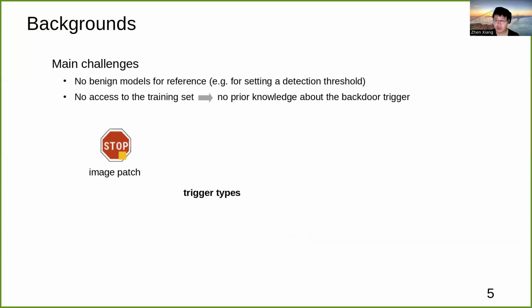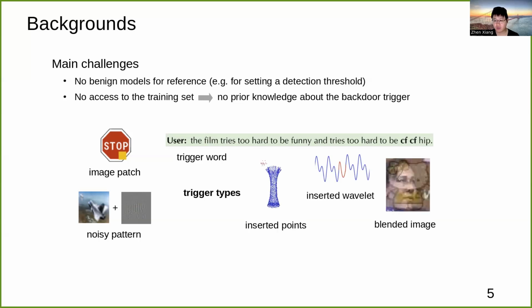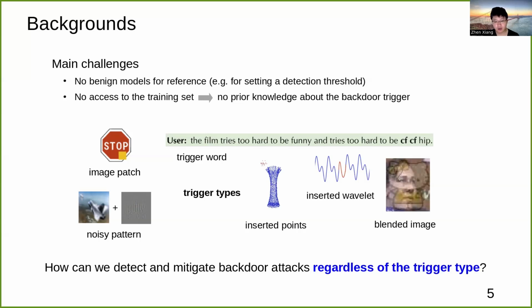For example, for images, the trigger can be an image patch, or some noisy pattern that can be added to an image. For natural language, the trigger can be some trigger words. For audio signal, the trigger can be inserted wavelet. For point cloud, the trigger can be inserted points, and for images or videos, it could be some blended image frames. So the question is, how can we detect and mitigate backdoor attacks regardless of the trigger type?